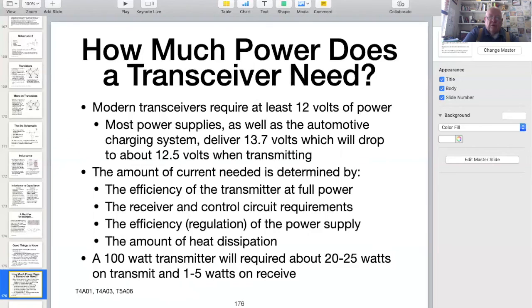Finally, how much power does your transceiver need? Remember that power is measured in watts, and in the video session on Ohm's law, I'll discuss the relationship of volts, amps, and watts. Essentially, volts times amps equals watts. If your radio needs 25 watts of power to operate efficiently, and you're feeding it with 12 volts from the battery in your car, you'll need 2.5 amps of power.